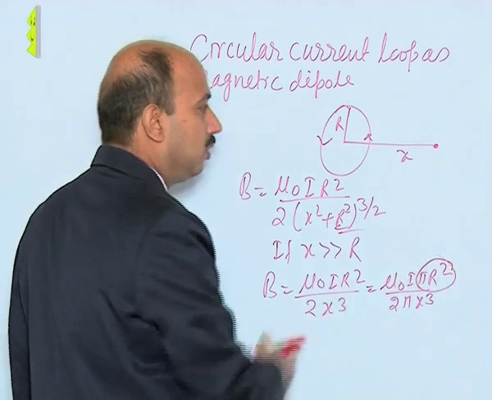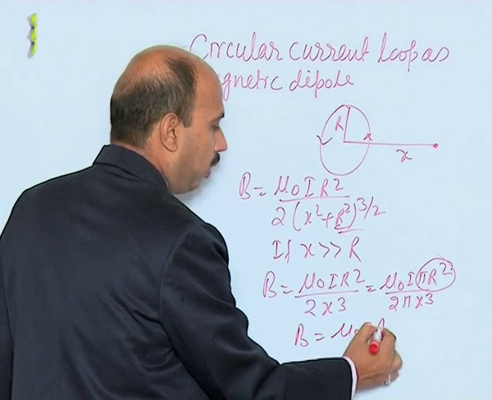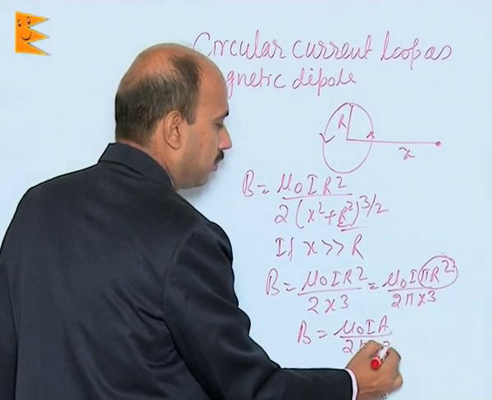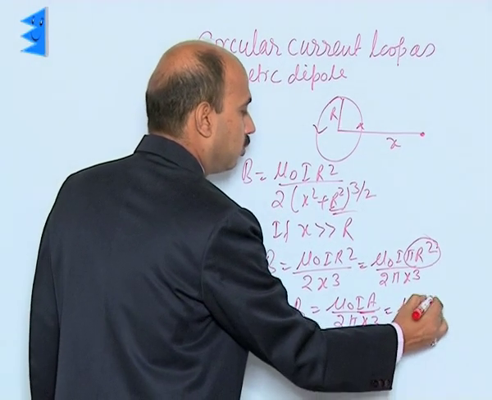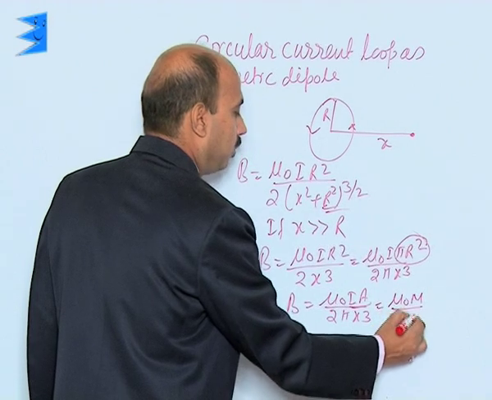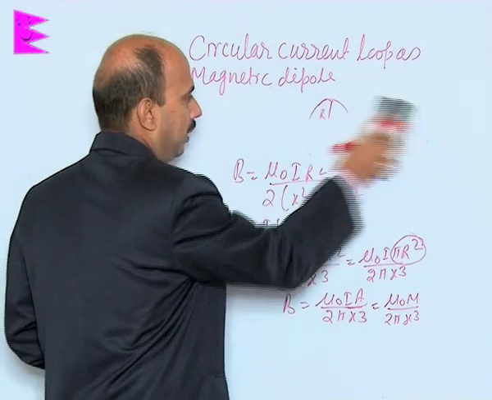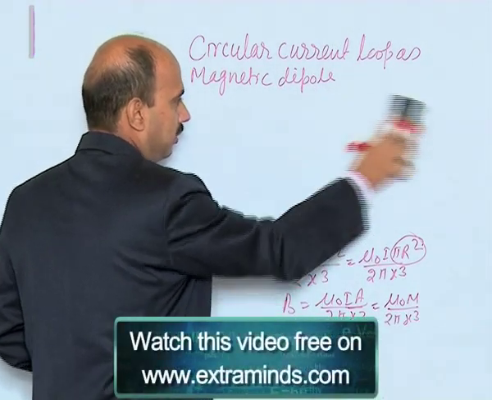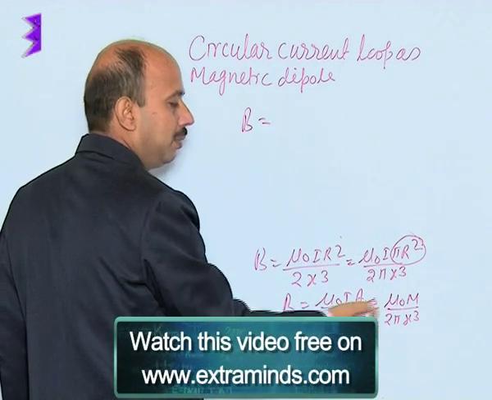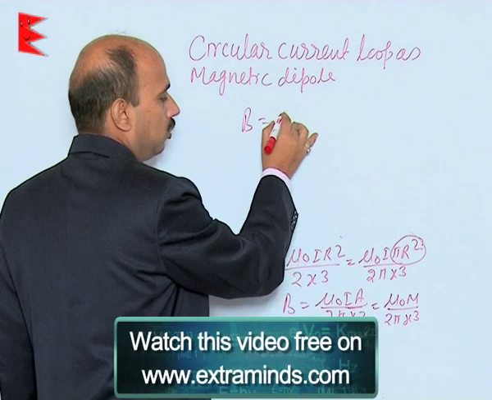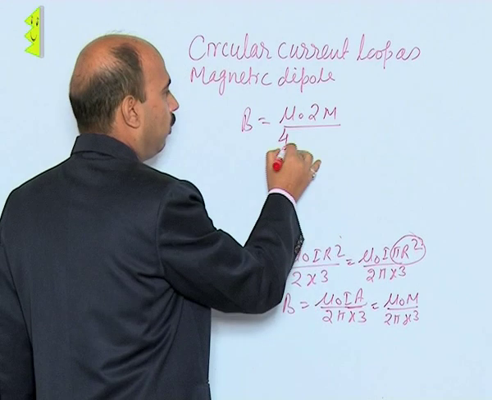This pi r square is equal to the area of the loop. So we can write mu naught I a upon 2 pi x cube, and this I into a is the magnetic dipole moment. So B is mu naught M upon 2 pi x cube. Capital M here is the symbol for the magnetic dipole moment. Now we can multiply by 2 and divide by 2 also, so we get mu naught 2M divided by 4 pi x cube.